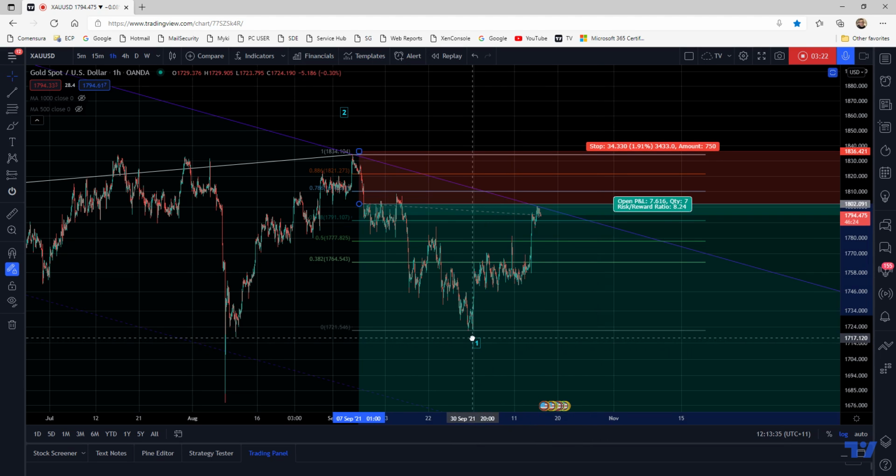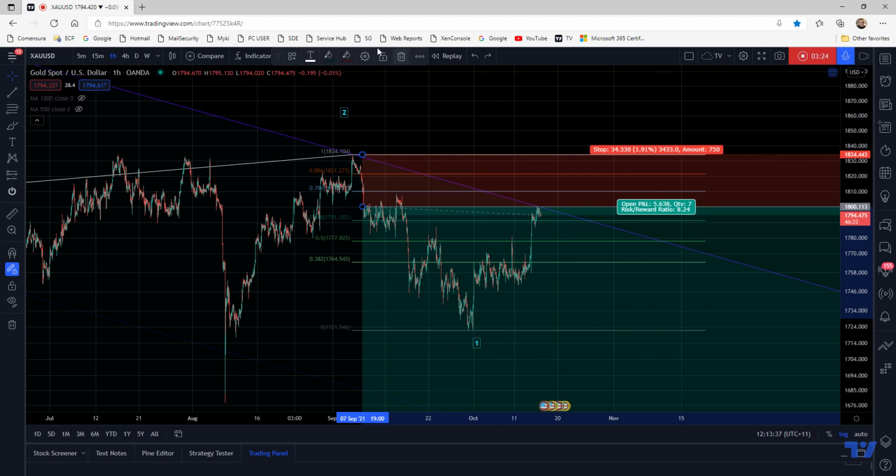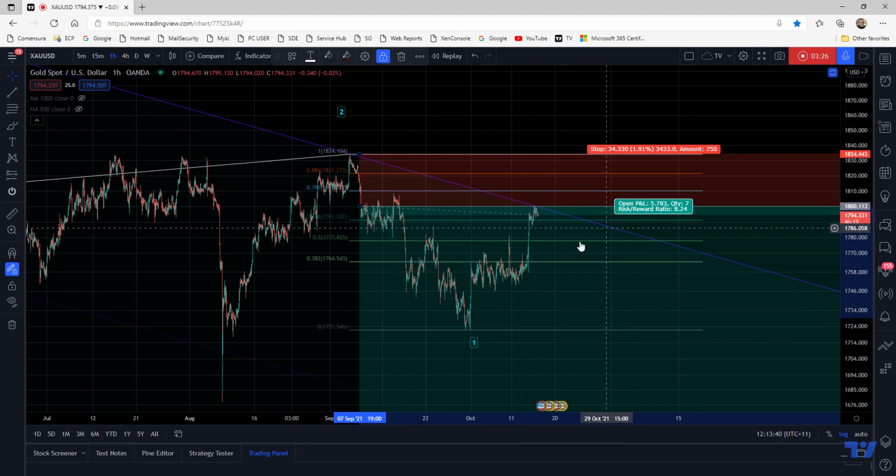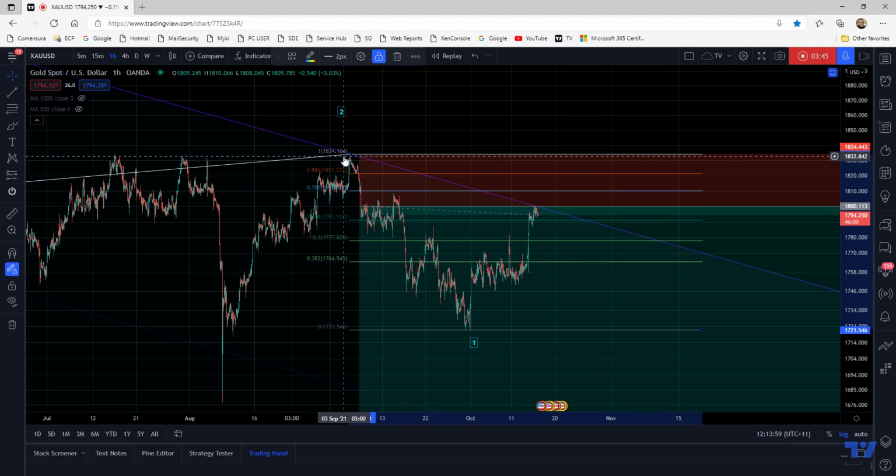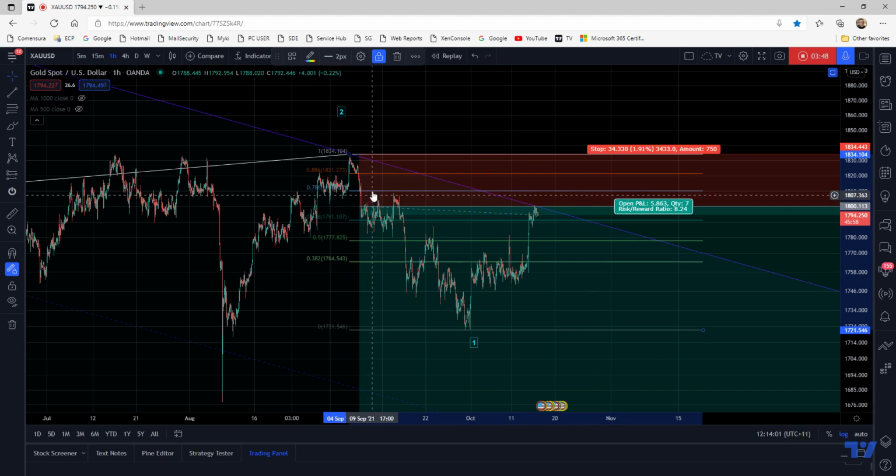Now being a wave 1, we're looking for basically a pullback, and that pullback has come back to at least 0.618 in the shape of a zigzag, which in my opinion is a wave A. Whatever we see from here should turn down lower and not go above where that wave 1 started. So around 1834, right? So from here on out, I expect this to move lower.